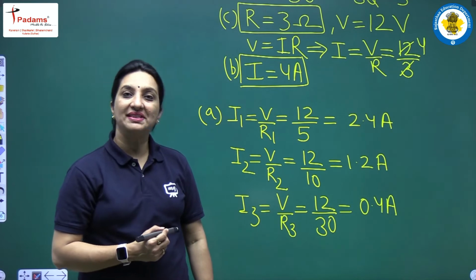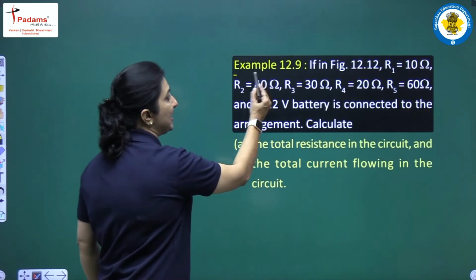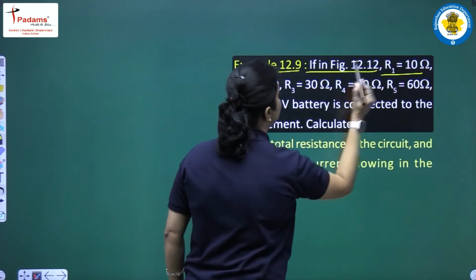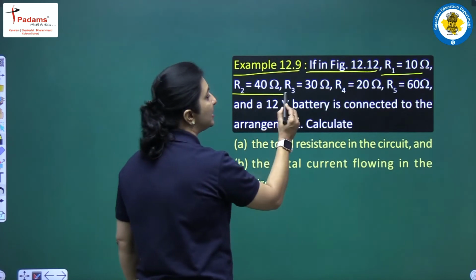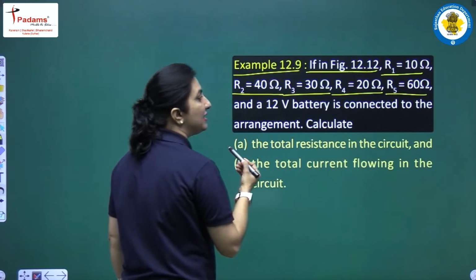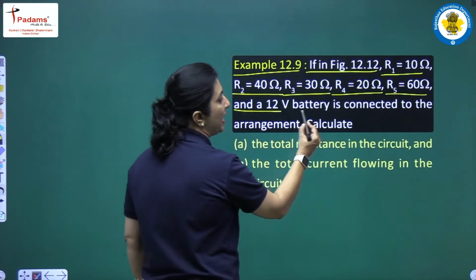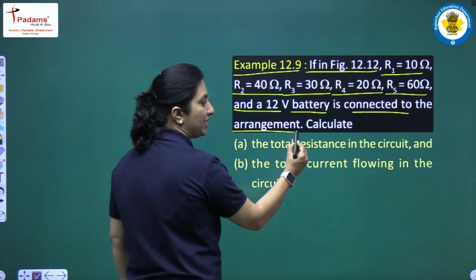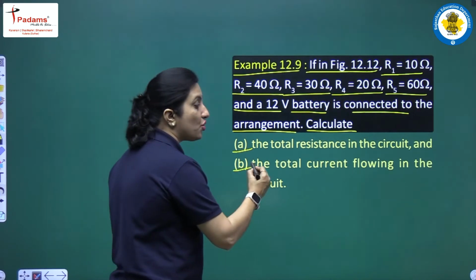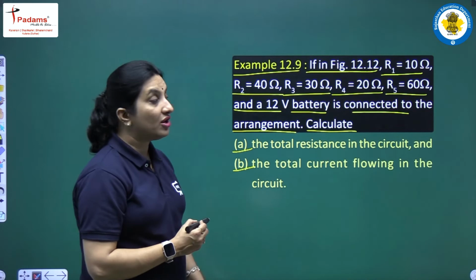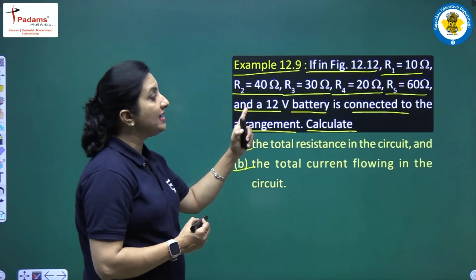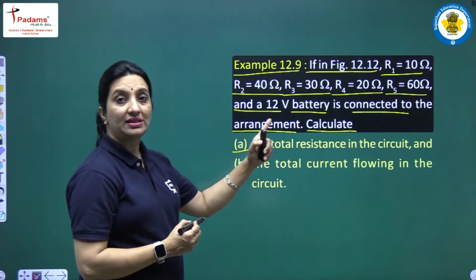Now students, let's see the next problem, which is example 12.9. If in figure 12.12 R1 is 10 ohms, R2 is 40 ohms, R3 is 30 ohms, R4 is 20 ohms and R5 is 60 ohms and a 12 volt battery is connected to the arrangement, calculate the total resistance in the circuit and the total current flowing in the circuit. Now students, here the values are given as 10, 40, 30, 20 and 60.